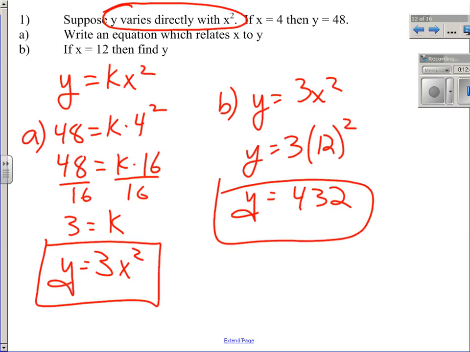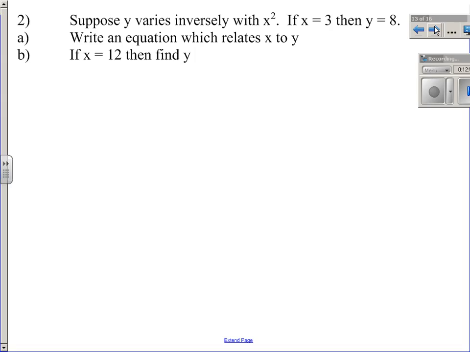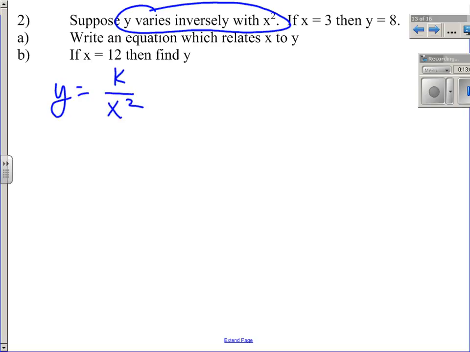All right, so that's direct square law. Let's do inverse square law. Again, the first statement will tell you the relationship between x and y. Here, y varies inversely with x squared, so that means y is going to be k divided by x squared. It says write an equation that relates the 2 variables again. So once again, plug in your numbers.